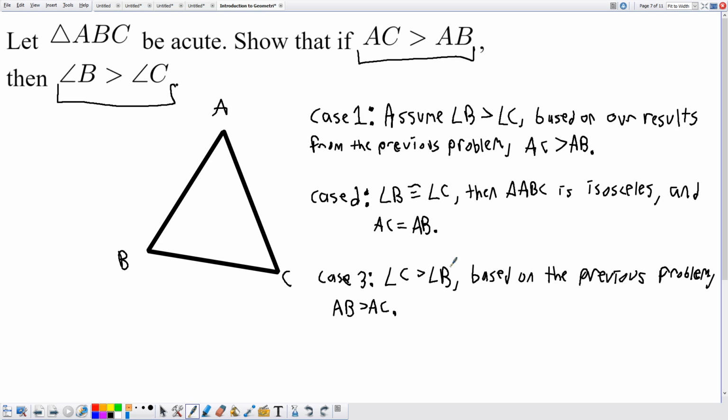Now we have listed all possible outcomes of the angles. What if the angles are equal? Well, then the sides are equal, which breaks our condition that the side AC is greater than AB. What if angle C was less than angle B? Well, then based on the previous problem, AB would have to be greater than AC, which breaks our condition.